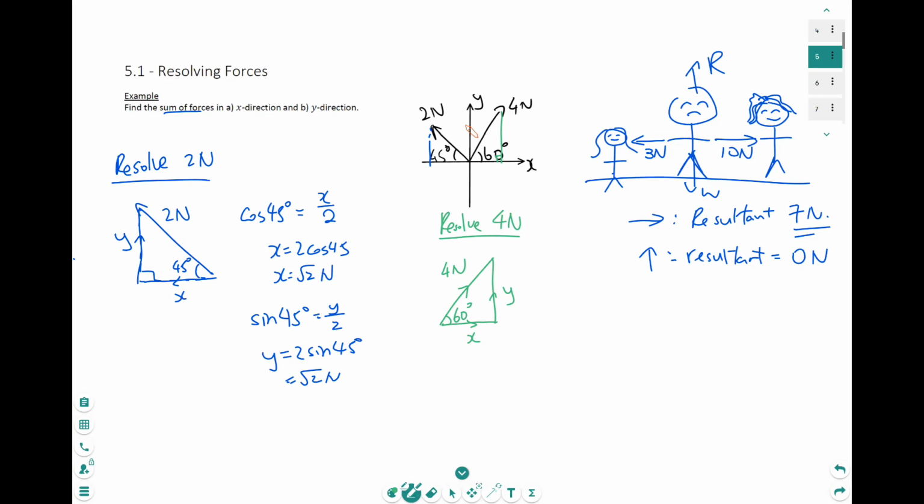Trigonometry, I'm going to skip some steps here. So x equals 4 cos 60, which is 2 newton, and y will be 4 sine 60, which is 2 root 3 newton.